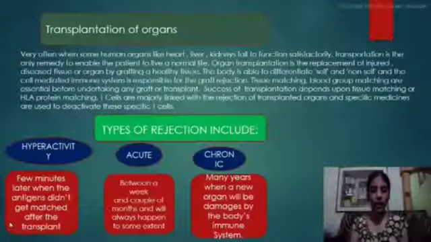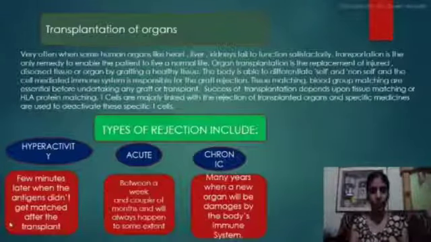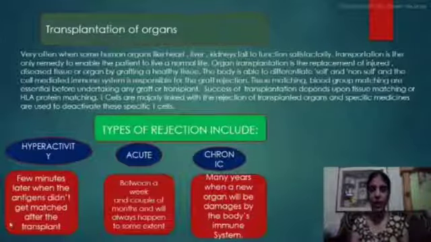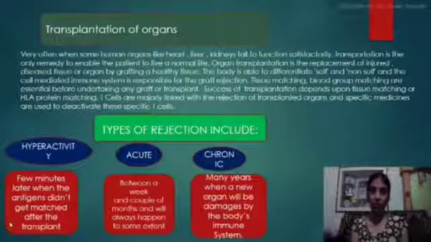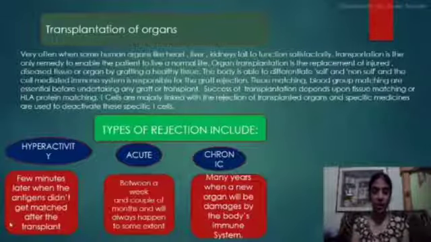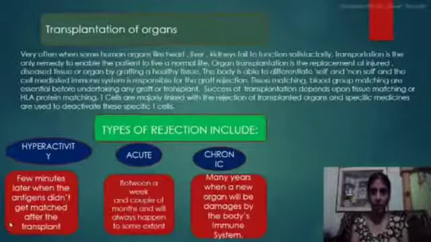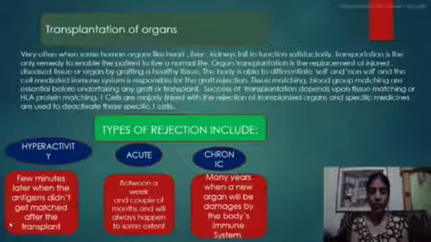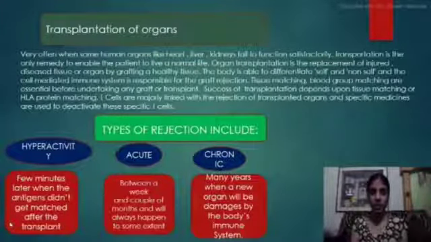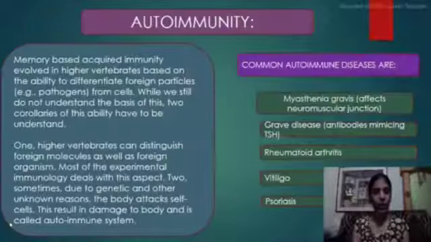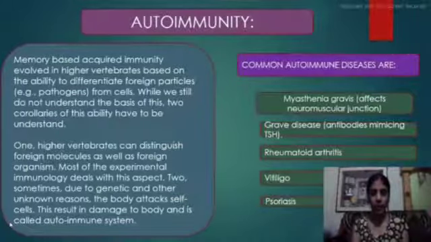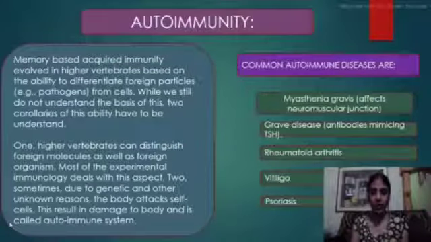So now we'll discuss the types of rejection, which are hyperacute, acute and chronic. Hyperacute occurs a few minutes later when the antigens didn't get matched. And the acute one occurs between a week to a couple of months and will always happen to some extent your whole life. Chronic occurs after many years, when a new organ is damaged by the body's immune system.